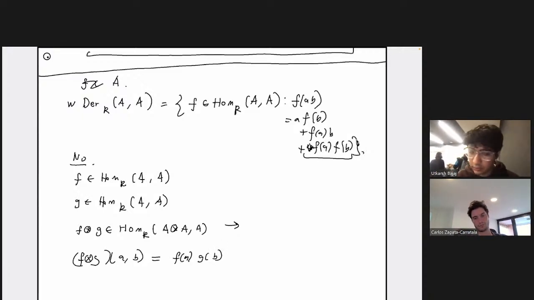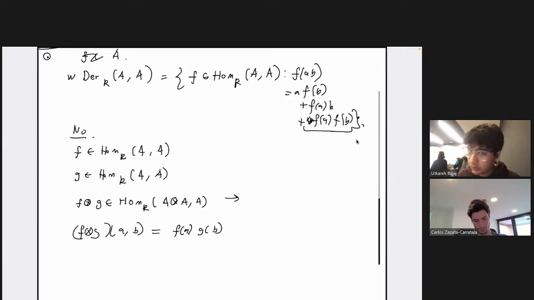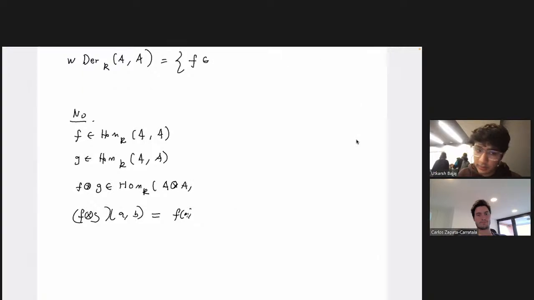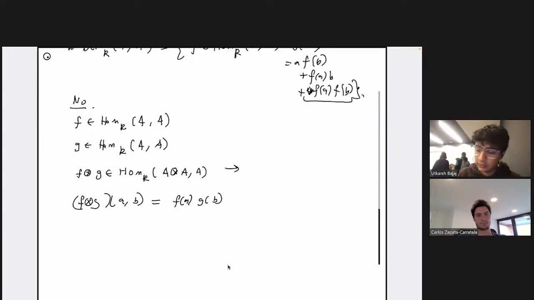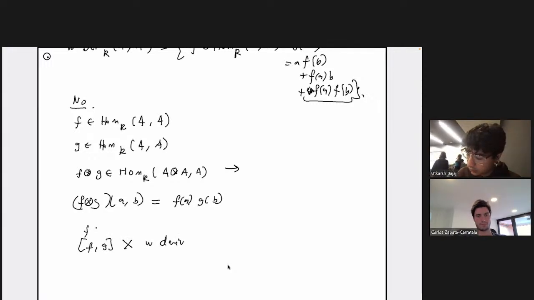Even if F and G are W derivations, F tensor G is not a W derivation. Similarly, F composed with G is also not a W derivation, and F composed with G minus G composed with F is also not a W derivation. So immediately, the most basic things don't work out. It's easy to see why it doesn't work out, because of this extra quadratic term.